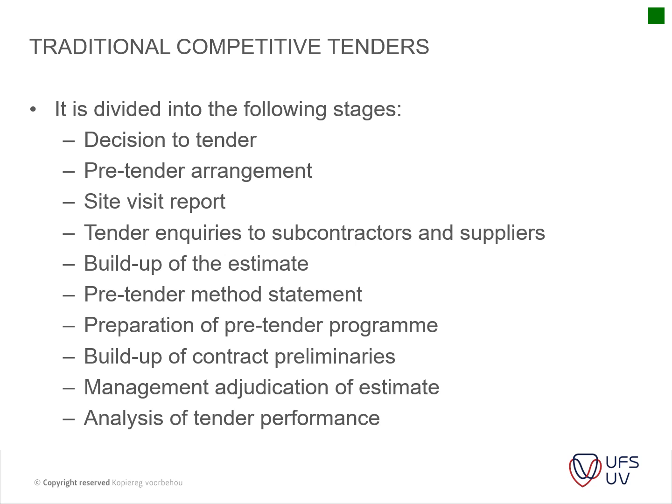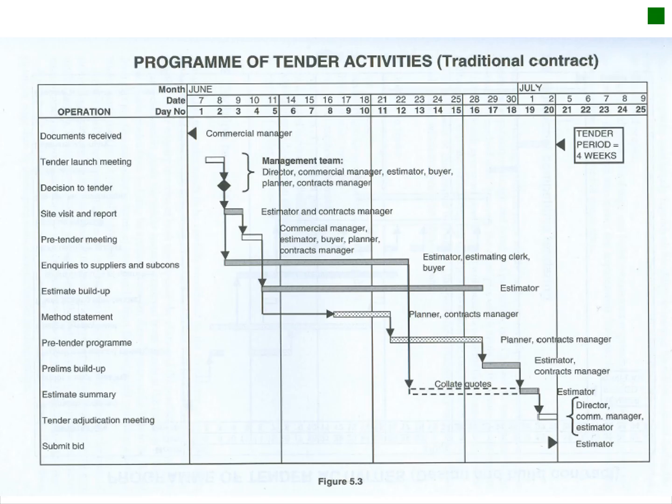Okay, traditional competitive tenders. So this is the one that we're going to focus on most. It is divided into the following stages: your decision to tender, pre-tender arrangements, your site visit report, tender inquiries and subcontractors, build-up of your estimate, pre-tender method statement and preparation of pre-tender program, build-up of your contract preliminaries, and management adjudication of your estimate, analysis of your submitted tender document. So I've discussed most of these items already, especially in table 1.5. It's highlighted. And then in your program, your activities, this is more or less how that is scheduled.